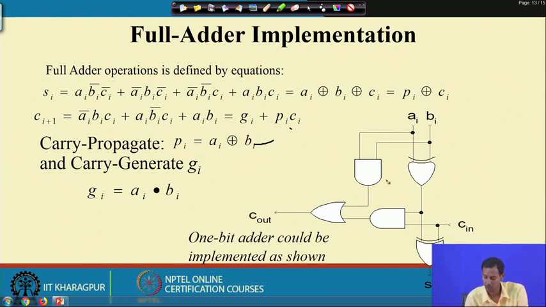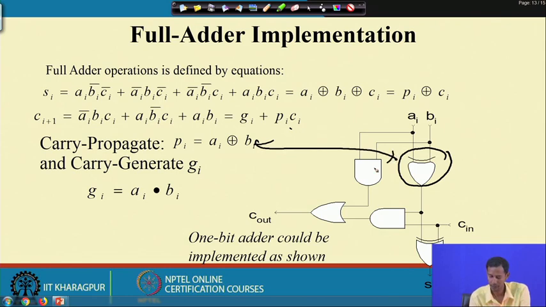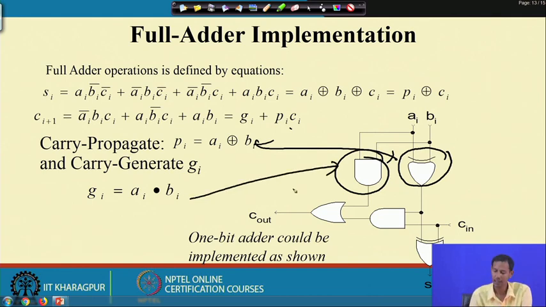Okay. So, here you see that this particular part is for propagation, and for generation what do I need? The corresponding AND gate. Okay. So, after that, this Pi into Ci is done, and then that is ORed with this Gi, and this is the final Pi plus Ci for doing the sum, and this is for the C out.